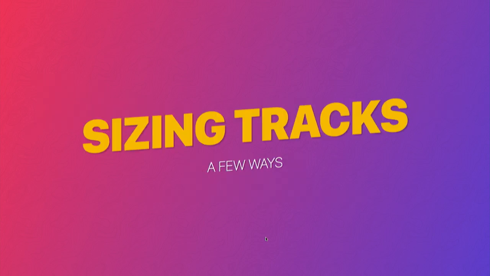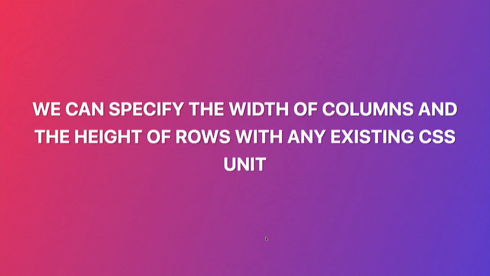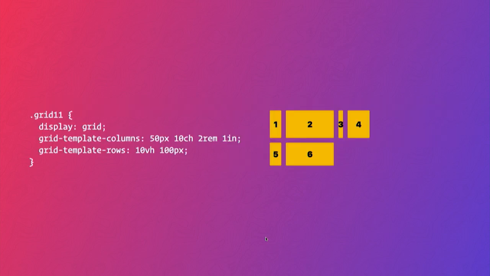So let's talk about sizing tracks. So remember, tracks are rows and columns. Like, how do you define what size they are? So far I've just been doing pixel values, right? So we can specify the width of columns and the height of rows using any existing CSS unit that you have. So here I've done pixels. You can use rems, ems, or I've thrown in some of the bizarre.